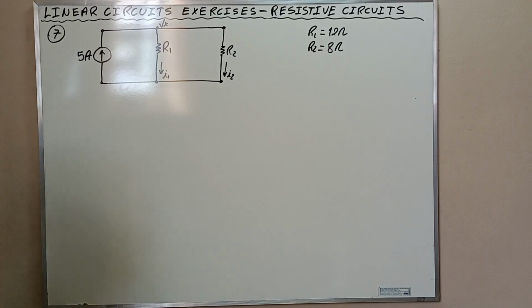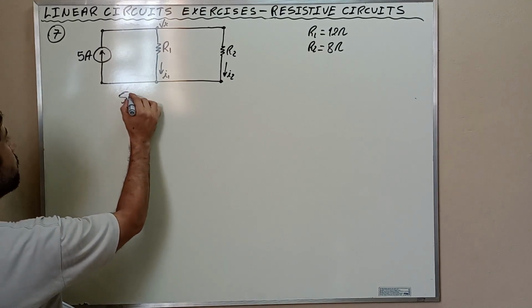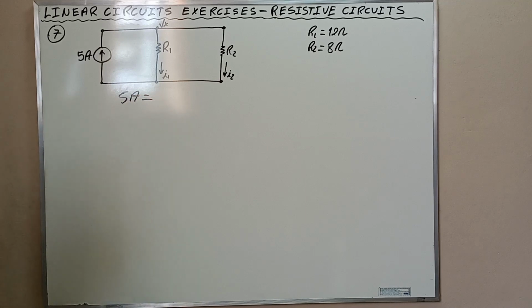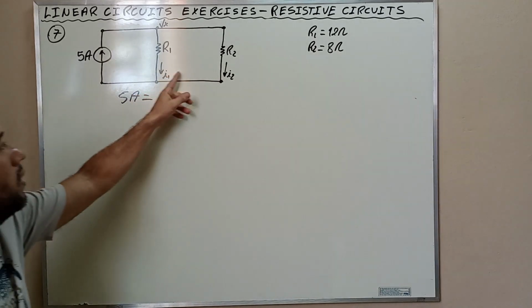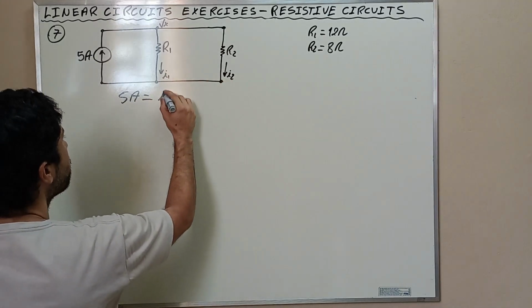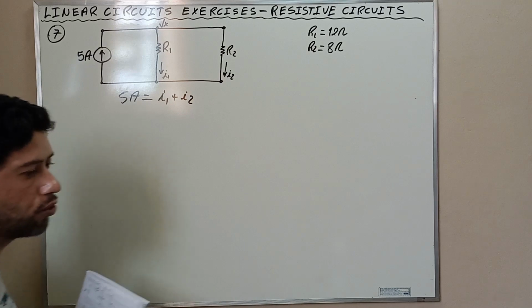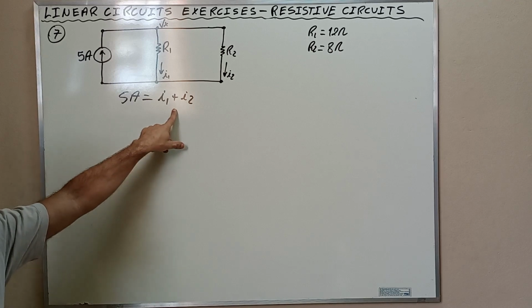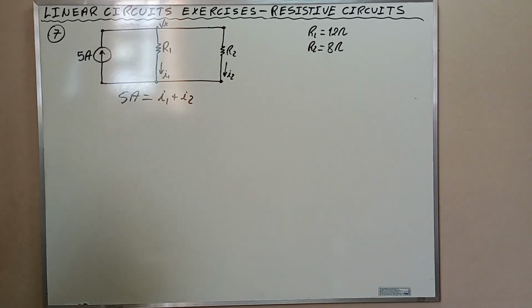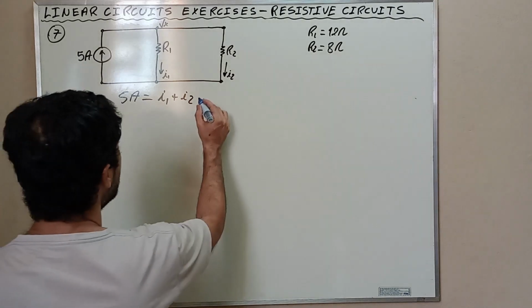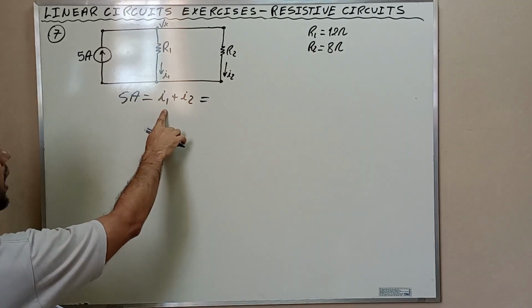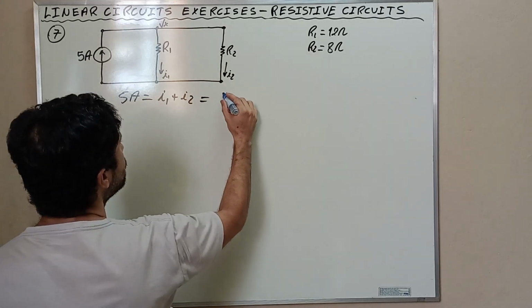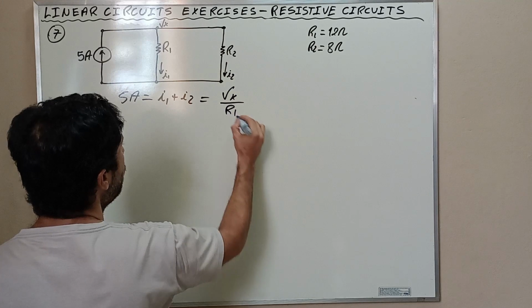What is the current that enters the node? 5 amps. And what are the currents that leave the node? I1 and I2. Okay, so in accordance with the nodal rule, the sum of the currents that enter the node, 5 amps, has to be equal to the sum of the currents that leave the node, I1 plus I2. Alright, and let's write I1 and I2 in terms of Vx. Okay, so 5 amps is going to be equal to I1, but I1 is equal to Vx divided by R1. Alright?